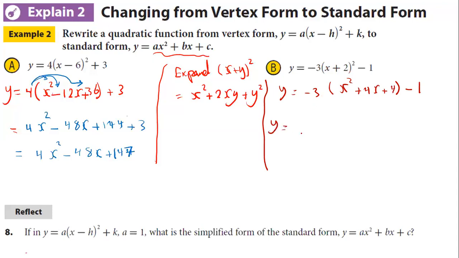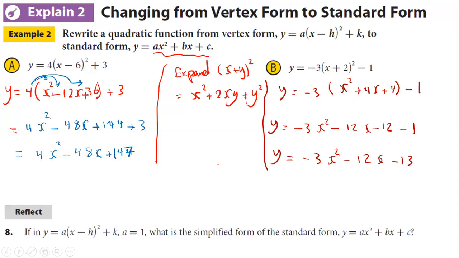Then y equals -3x squared. We will distribute -3 inside the brackets. Minus 12x minus 12 minus 1. Okay? Then we will combine like algebraic terms. There is no like for x squared, there is no like for x, but we have two constants, -12 and minus 1. So minus 3x squared minus 12x minus 13.